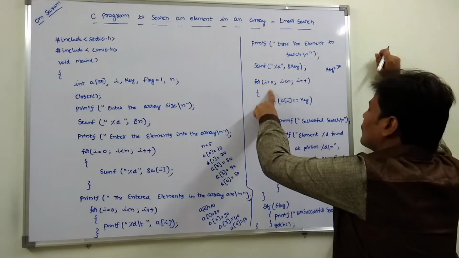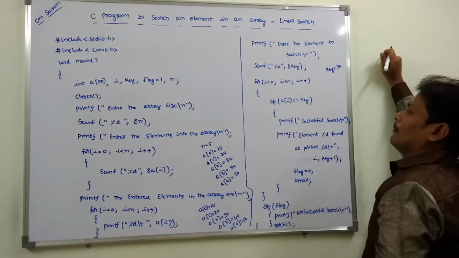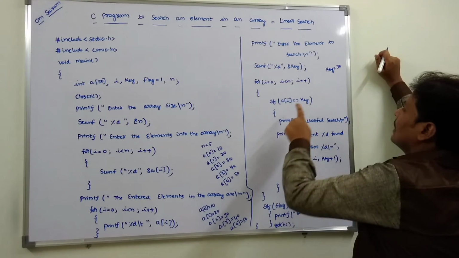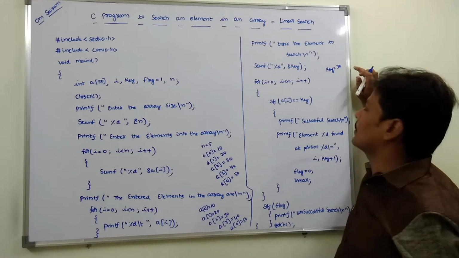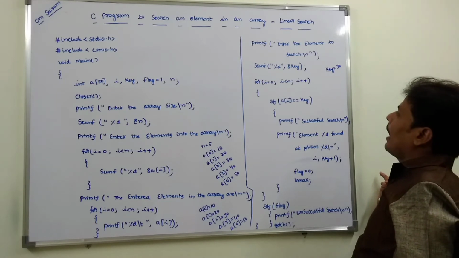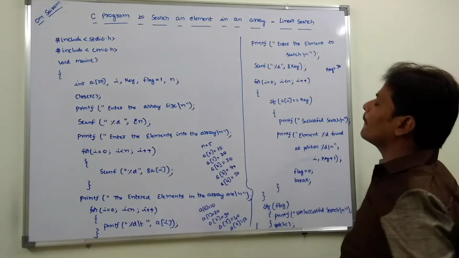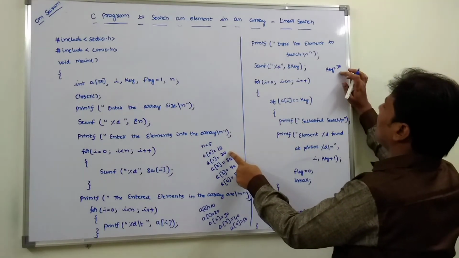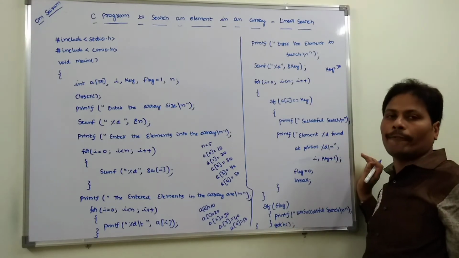Next, for I is equal to 0, I less than n, I plus plus. I is equal to 0, 0 less than 5, condition true. So a of 0, how much? 10. Key value is how much? 30. 10 equal to 30? That is false. Next, I is incremented. Now I value is 1, 1 less than 5, condition true. So a of 1 value is 20. Key value is 30. 20 equal to 30? That is also false.